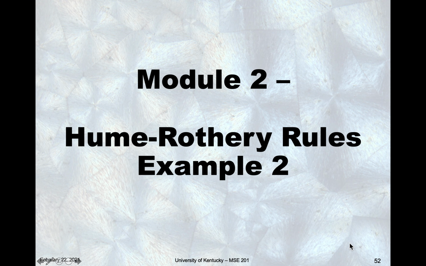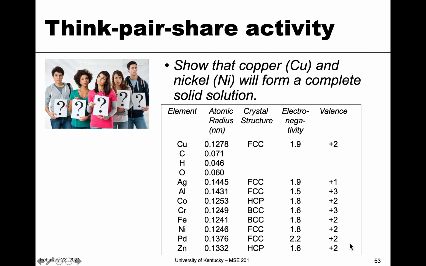All right, so let's look at a different kind of Hume-Rothery rules example now. In this case, we want to show that two metals will form what we call complete solid solution. That is, they fully meet the requirements of the Hume-Rothery rules. So I'll give you the same data set and see if you can show that these two metals, copper and nickel, will form a complete solid solution.